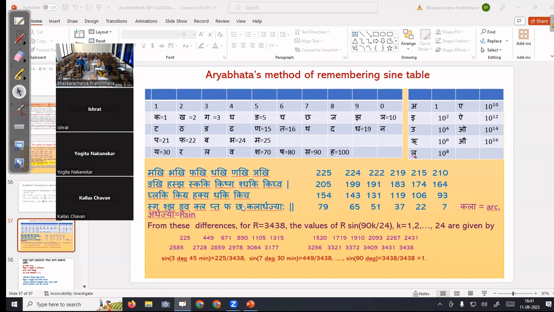For example, this cha is here 7. So it's 7, and this is exactly 7 here. That is the last number. Then pha. So pha is 22 in the nomenclature of Aryabhata, and pha is 22 written here.